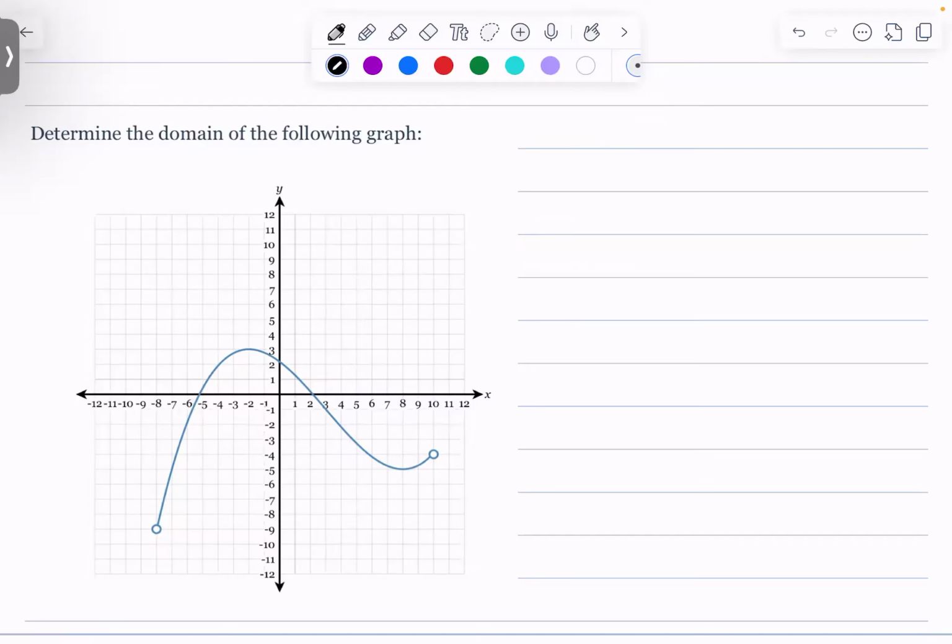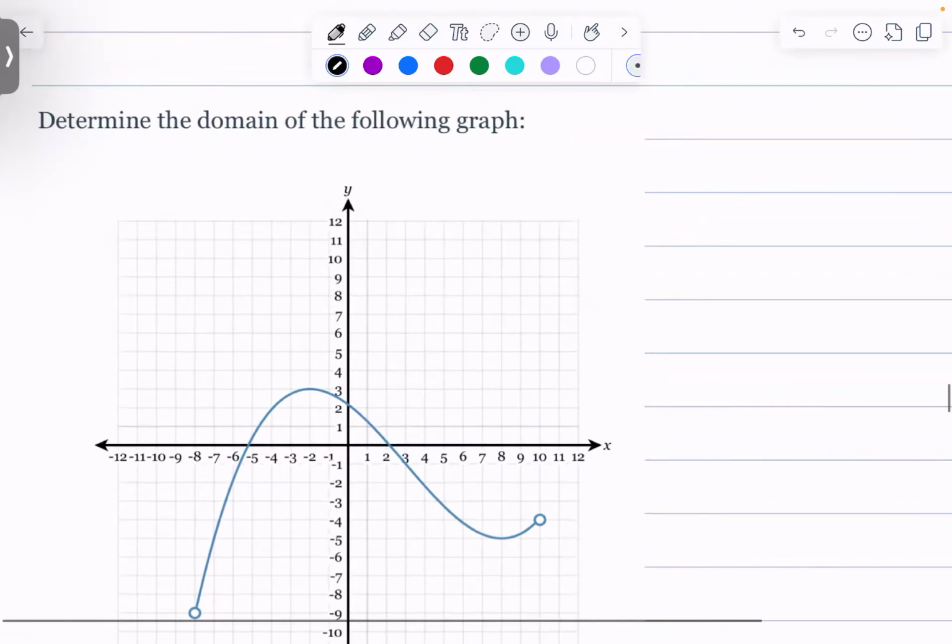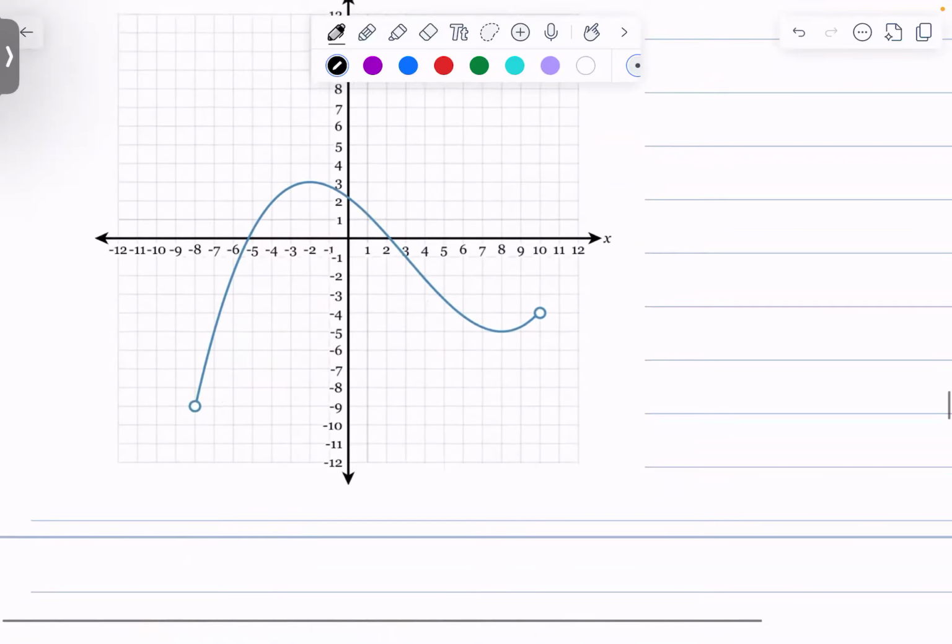This is 1.1. Remember 1.1, we talked about domain, range, and end behavior, right? And those are the characteristics of the graph. We're going to cover some example problems, and then we're going to jump into other characteristics, okay? So here, it says to determine the domain of the following graph, right?